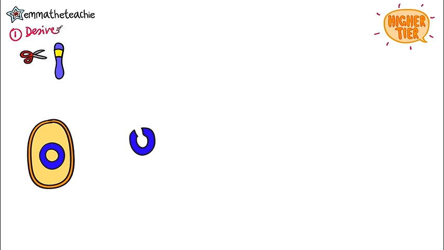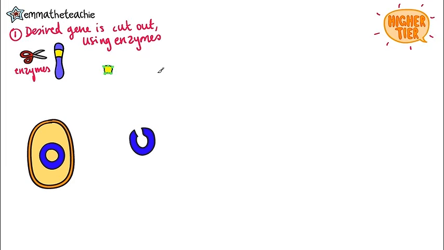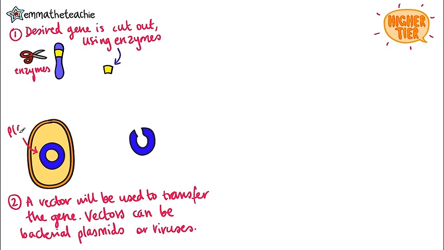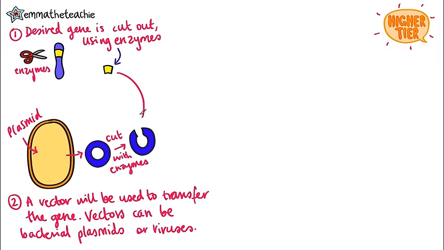First of all, the desired gene is selected and cut out from an organism's genome using enzymes. You can think of enzymes as a pair of scissors. Then a vector will be used to transfer the gene. Vectors can be bacterial plasmids or viruses. In this case, it'll be a plasmid, which is just a loop of DNA. The plasmid will be removed from the bacterial cell, and then it will also need to be cut open, again using enzymes.